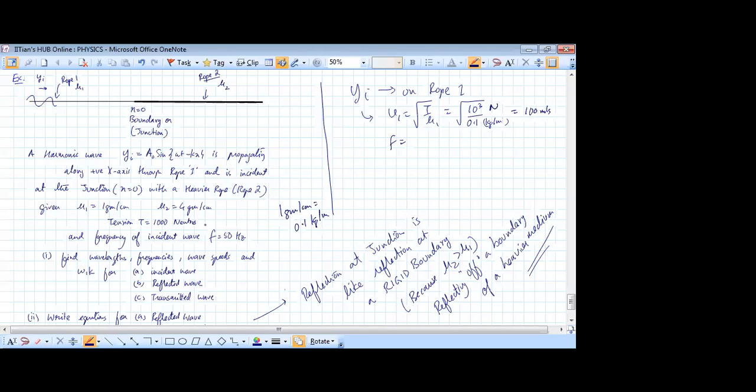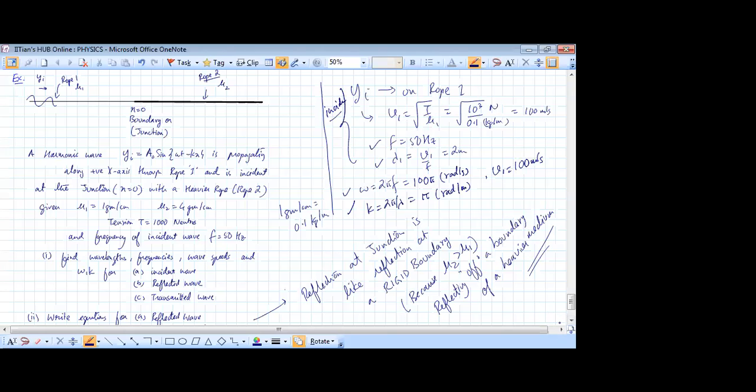Frequency is given to us in the problem as 50 hertz. So wavelength will become V1 by F. So 100 by 50 or 2 meters. So it will have an omega of 2 pi F, which is 100 pi radians per second. And K of 2 pi by lambda or pi radians per meter. And a wave speed, which we already discussed, 100 meters per second, and a wavelength. So these are all the properties of the incident wave. This is for the incident.